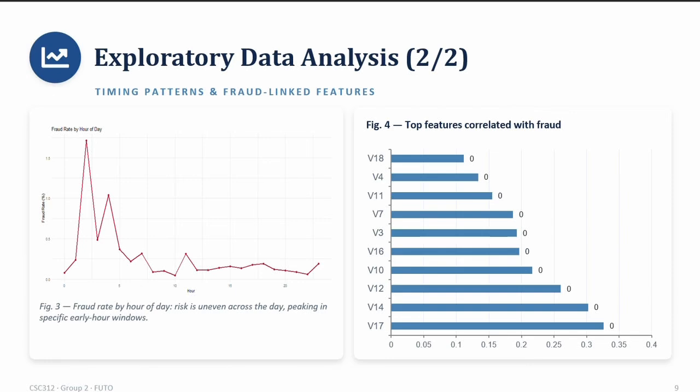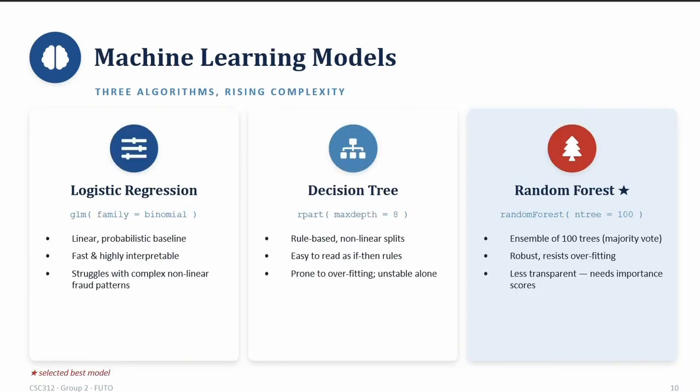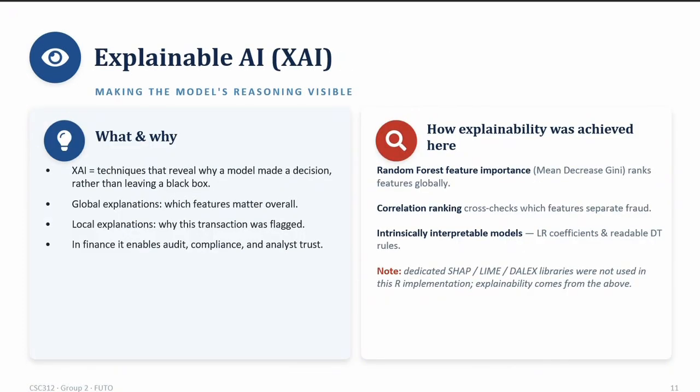Alright, over to you. So we trained three machine learning models. The first one was logistic regression, which is fast and very easy to interpret. The second one was a decision tree. This one makes decisions using rules but can easily overfit the data. Finally, we trained a random forest, which combines the predictions of 100 decision trees, making it much more accurate and reliable. We believe that a model shouldn't just predict fraud, but it should also be able to explain why.